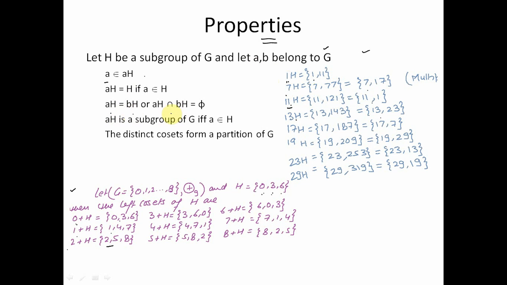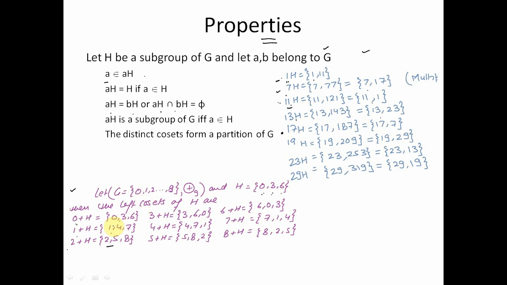AH is equal to BH, or AH intersection BH is equal to empty set. What it means is the cosets will either be same or they will be disjoint. Let us see. See, 1H and 11H are same. But except for 11H, no element of 1H is present in any of the other cosets. Similarly, if you see 7H, except for 17H, no element of 7H is present in any other cosets. So if I take any two cosets, they'll be either same or disjoint.